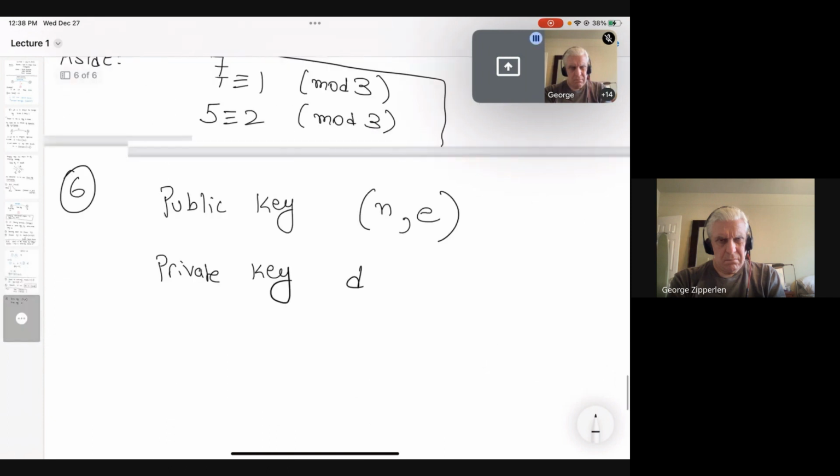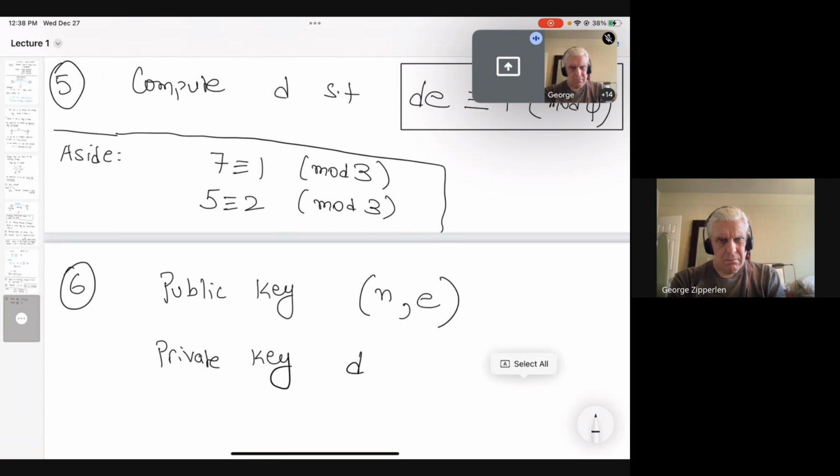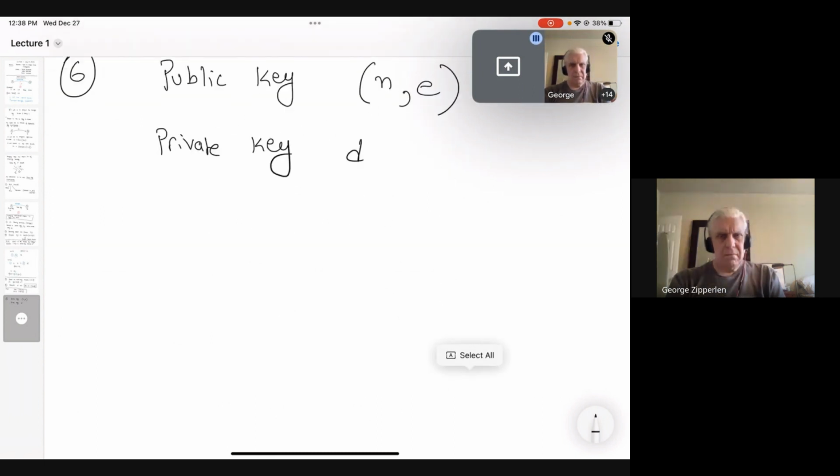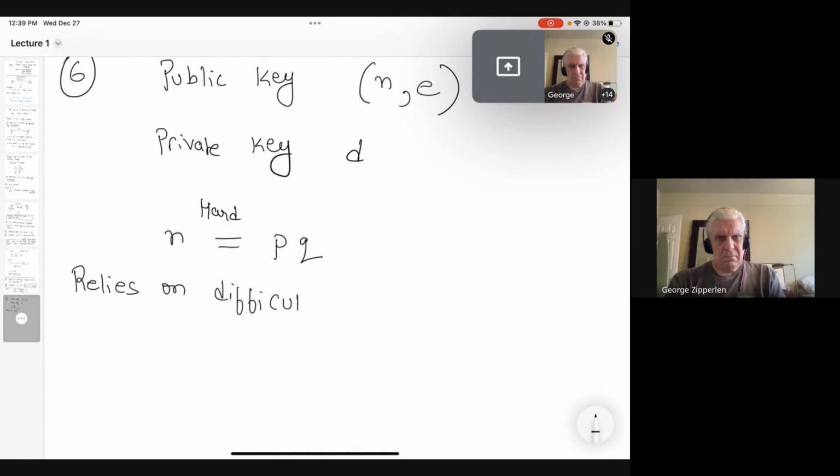Now, the idea here is that even though somebody has information about N and E, it's not easy to derive D from it, right? And why is that? Because, okay, even if I tell you N, it's really hard to find P and Q such that N is P times Q, right? So this is hard. And this relies on the difficulty of integer factorization.